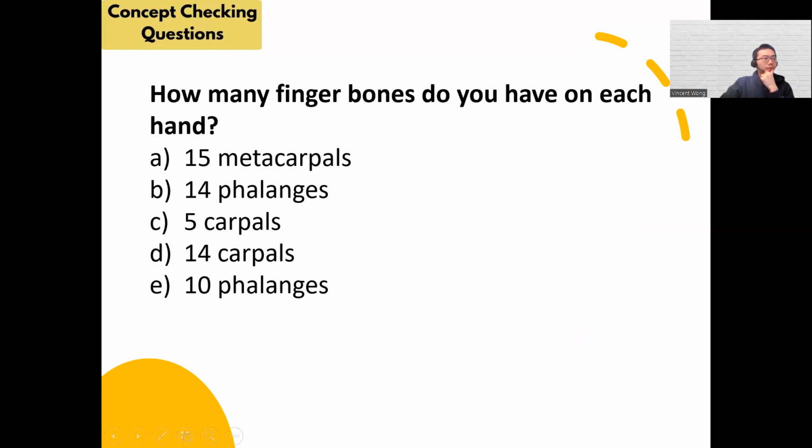And then last question. Yeah, 14 phalanges on each hand.